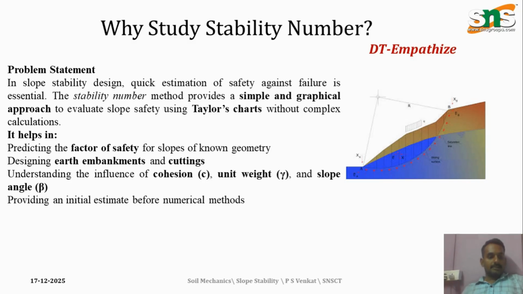So it helps engineers to predict the factor of safety, design earth embankments, cuttings, and understand the influence of soil parameters such as cohesion, unit weight, and slope angle. So, due to these advantages, this method is chosen in order to calculate the factor of safety and strength parameters of slope.